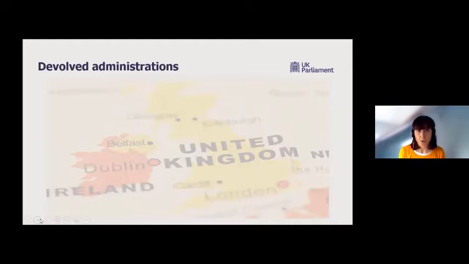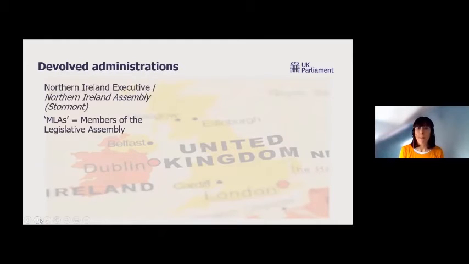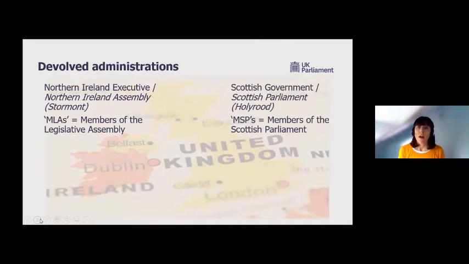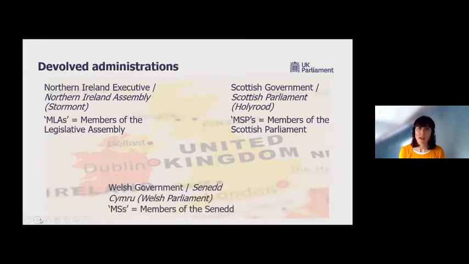So obviously we have a devolved context in the UK. In Northern Ireland, we have the Northern Ireland Executive and the Northern Ireland Assembly. In Scotland, we have the Scottish Government and the Scottish Parliament. And in Wales, we have the Welsh Government and Senedd Cymru, or the Welsh Parliament. So if you live or work in one of those devolved areas, you have an extra layer of representation and decision making between any more local government and the UK Parliament.